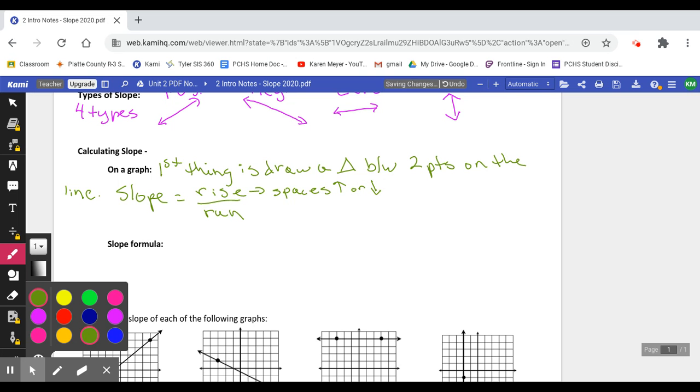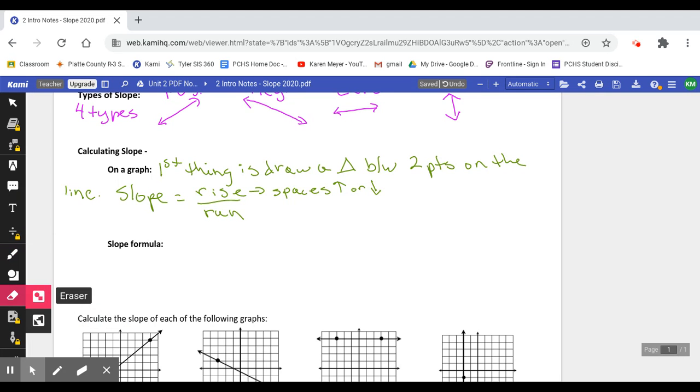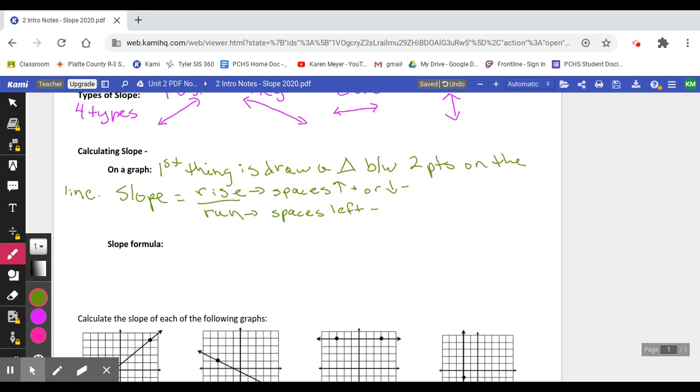So you count the spaces. If you go up, then you're going to call your slope positive. And if you go down, you're going to call that top number a negative. Now the run is the spaces that go left or right. If you're counting leftwards, you're going to call it a negative number. And if you're counting right, you're going to call it a positive number.